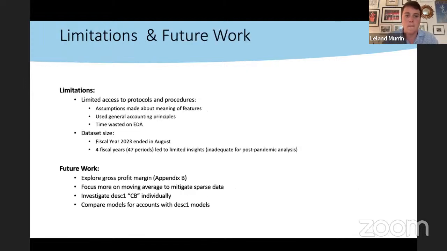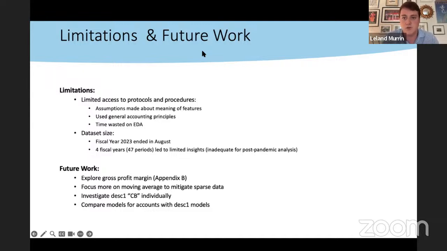Just to wrap up, some limitations and future work that were experienced here. Some limitations are, since I did not sign an NDA, I had limited access to protocols and procedures. I should say I was not offered an NDA to sign. Assumptions had to be made about the meaning of all the features in here. So a lot of time was spent on exploratory data analysis just to get my head wrapped around what all these features meant, because it was general ledger data full of things that I had never seen before, and I just had to get an idea. And I had nobody to explain exactly what everything was perfectly.